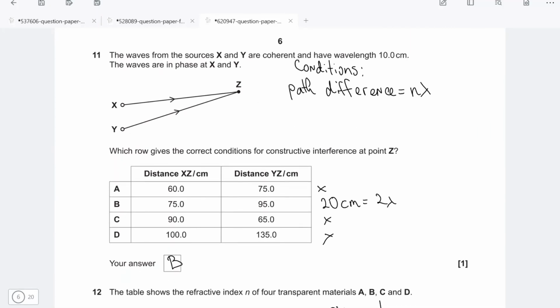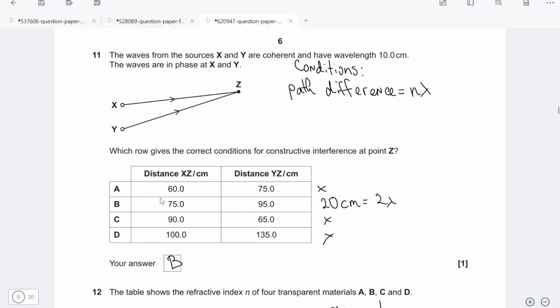Question 11. The waves from the sources X and Y are coherent, and that means that they have constant phase difference, which means that interference can also form, and have a wavelength of 10 centimeters. So they're in phase at X and Y, which once again is one of the conditions for interference. Which row gives the correct condition for constructive interference at point Z?